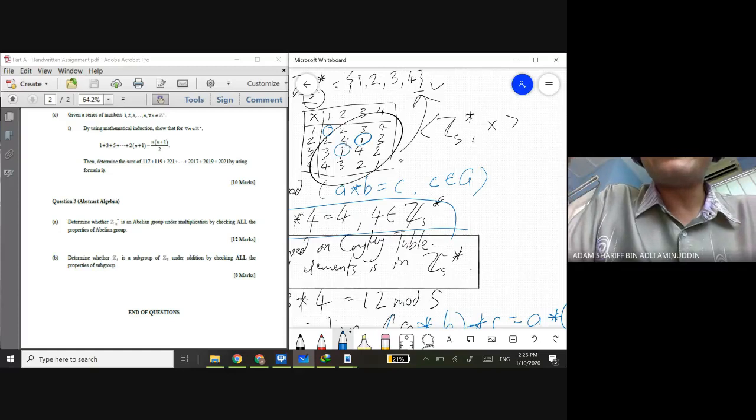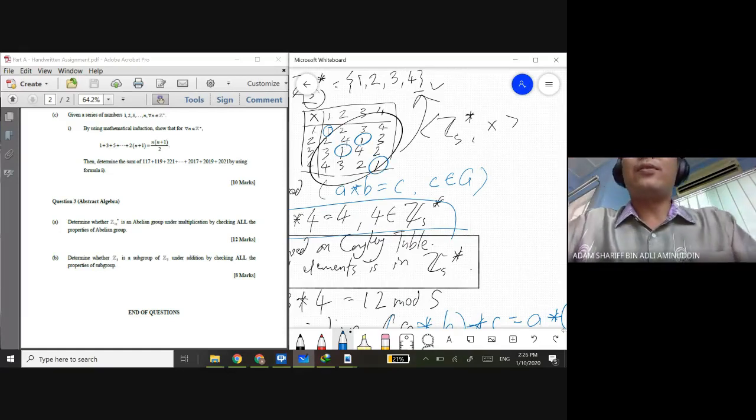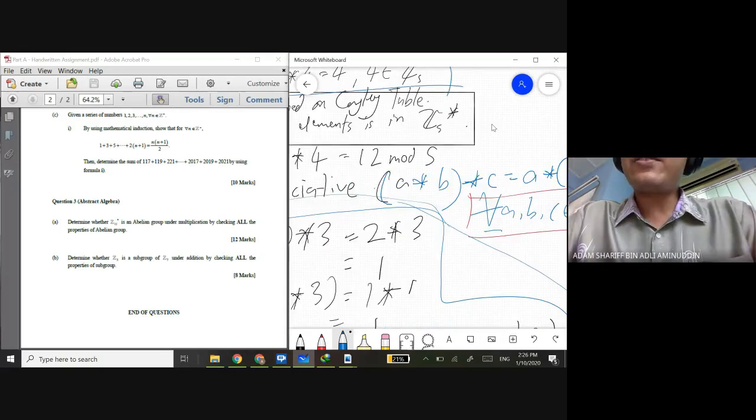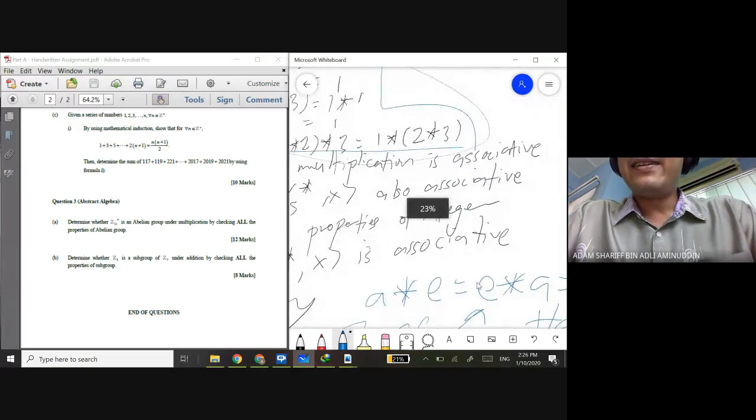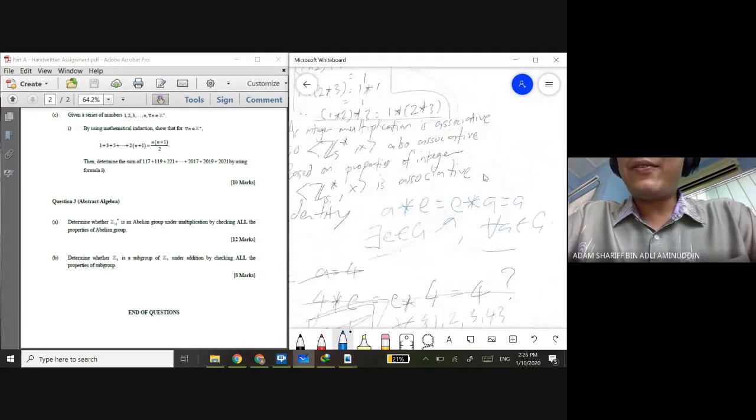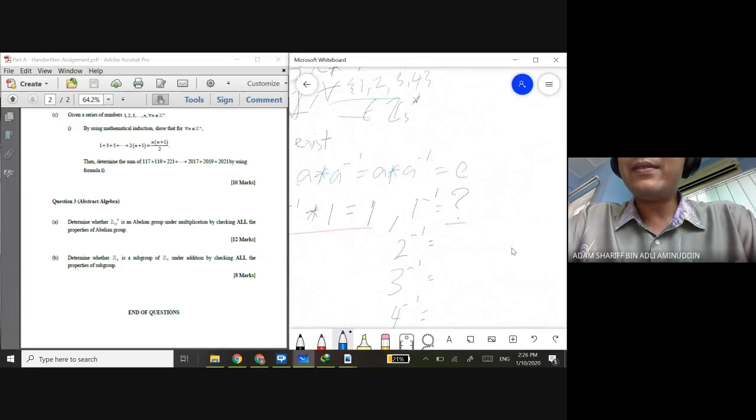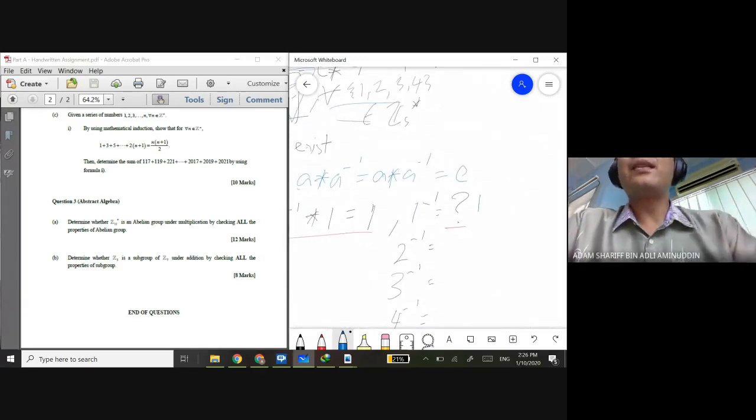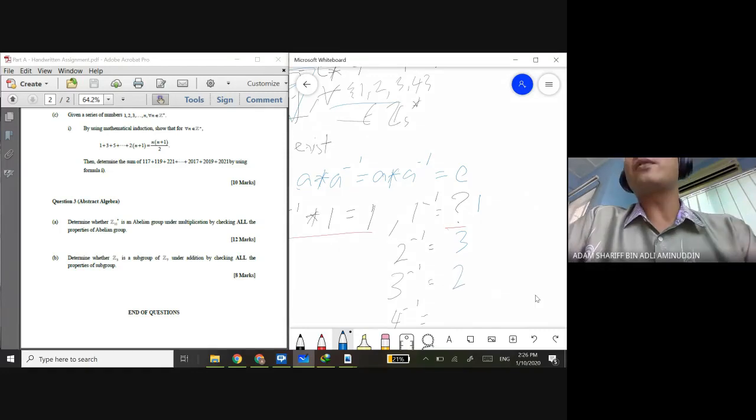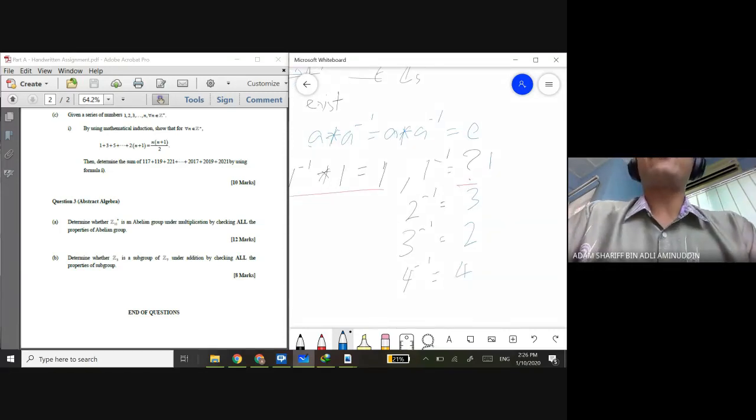Identity. So the inverse of 1 is 1 itself. The inverse of 2 is 3. The inverse of 3 is 2 and the inverse of 4 is itself.